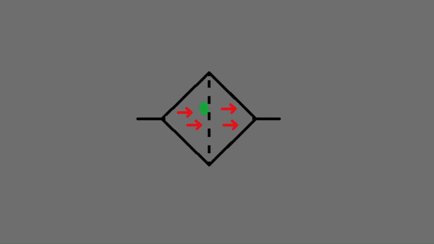The other common conditioning device is a filter. Filters do exactly what their name implies. They remove unwanted particles from the oil. Like the cooler, a filter has an inlet and outlet. It also has a dashed line running through the middle of the diamond. An easy way to remember that this is a filter is by thinking of this dashed line as a screen for the oil to pass through, where particles will become trapped.